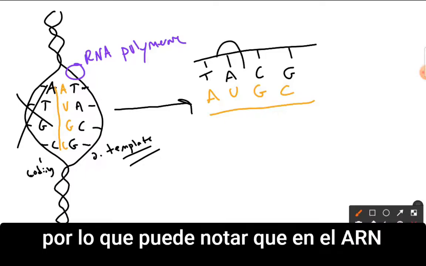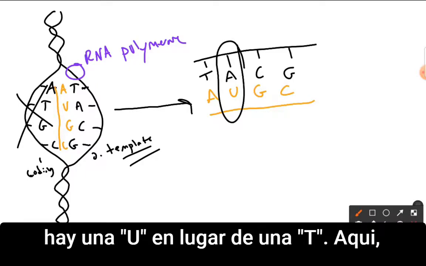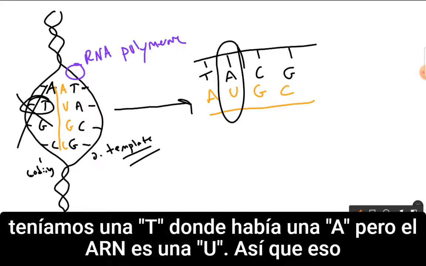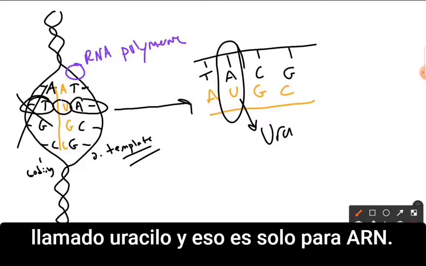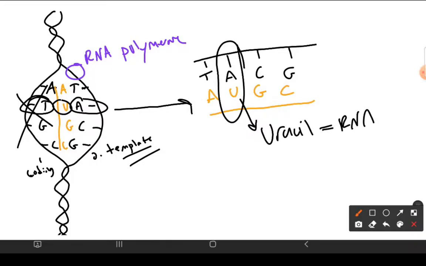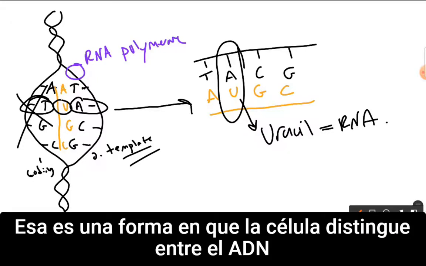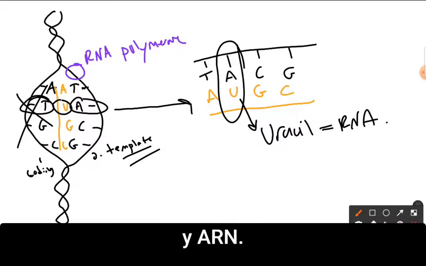And so you might notice that in RNA there is a U instead of a T. Over here we had a T where there was an A, but RNA is a U. So that U is a new nitrogen base called uracil, and that is only for RNA. That is one way the cell tells the difference between DNA and RNA.